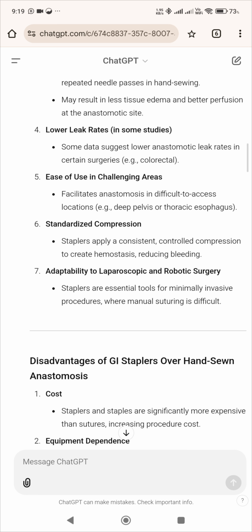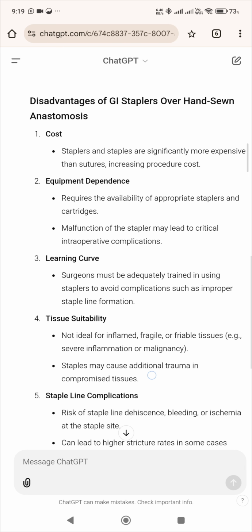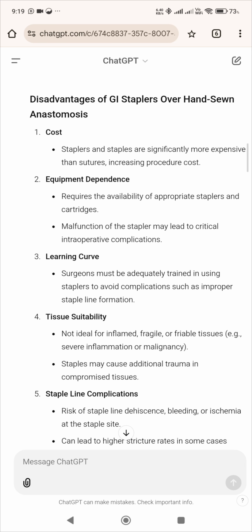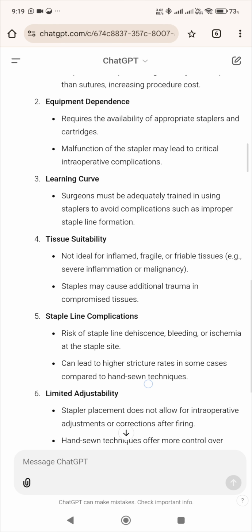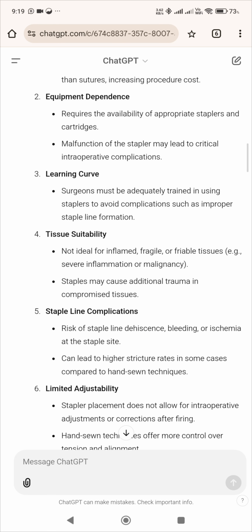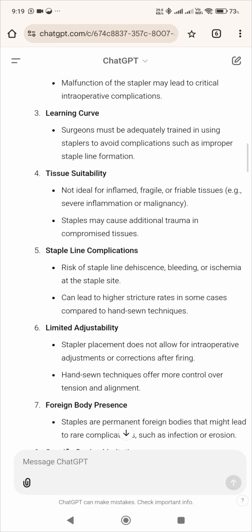Disadvantages of GI staplers over hand-sewn anastomosis. 1. Cost. Staplers and staples are significantly more expensive than sutures, increasing procedure cost. 2. Equipment dependence. Requires the availability of appropriate staplers and cartridges. Malfunction of the stapler may lead to critical intraoperative complications. 3. Learning curve. Surgeons must be adequately trained in using staplers to avoid complications such as improper staple line formation.